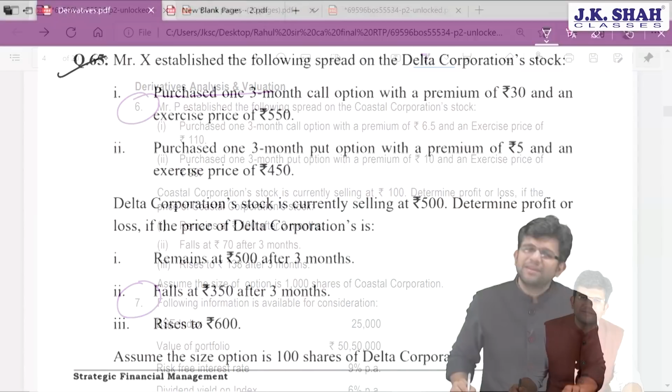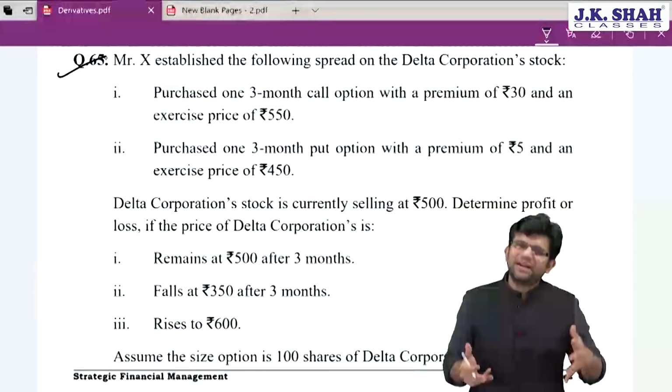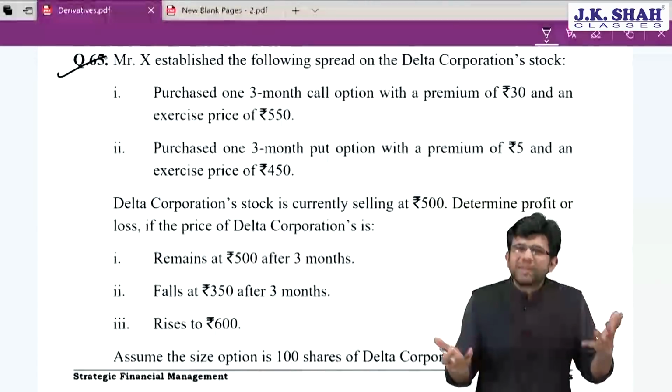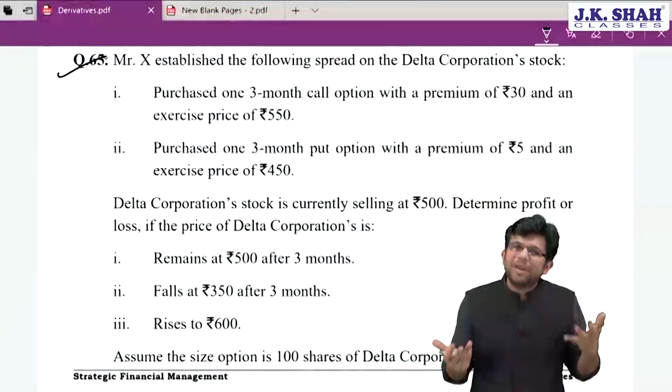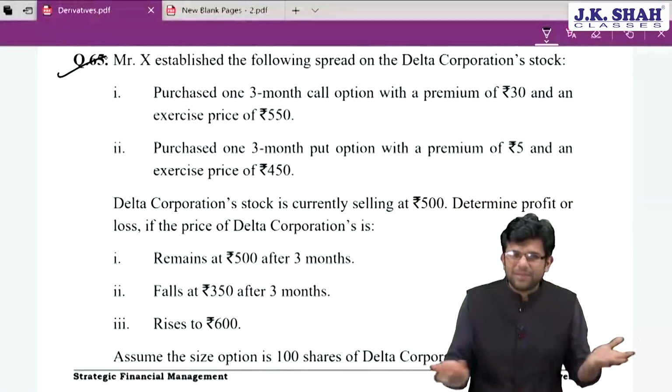Please watch. This is one miscellaneous question I picked up from the ICAI practice manual. This is connected to not only strategies but also speaking on a more generic sense. It is a payoff table question. Payoff tables and strategies, I'm very sure you understand, are on a similar scale only.